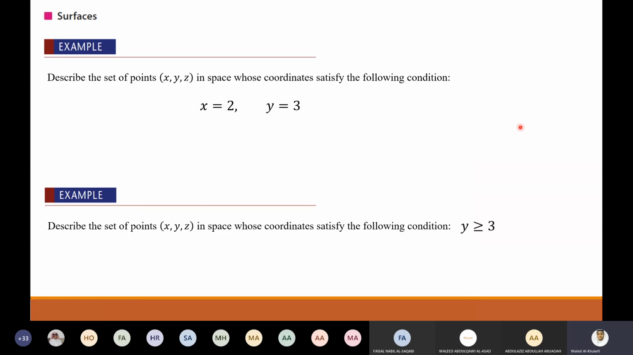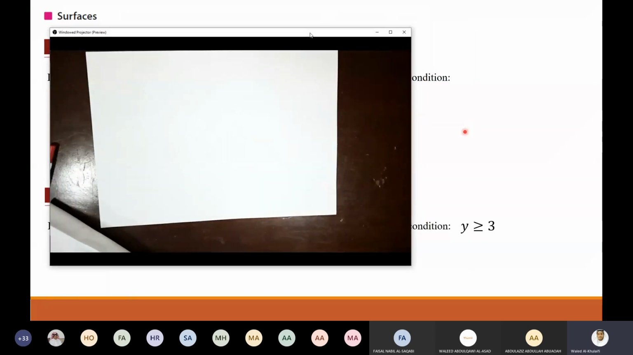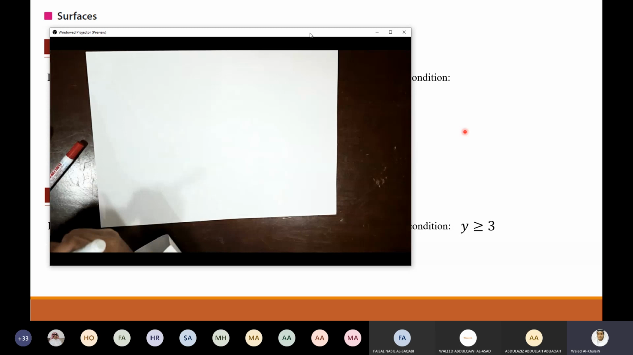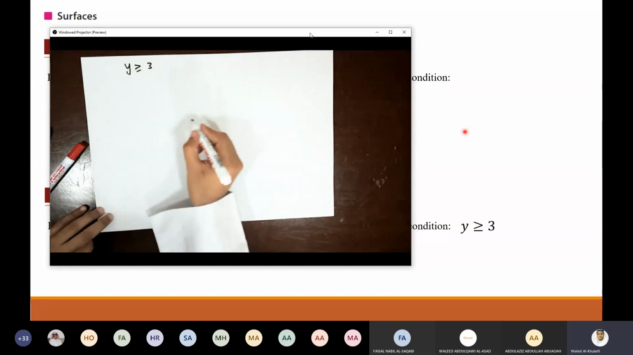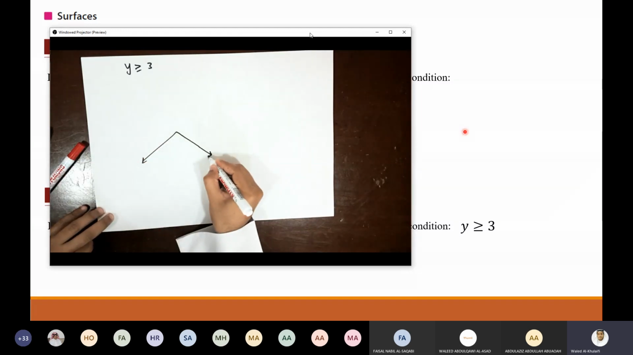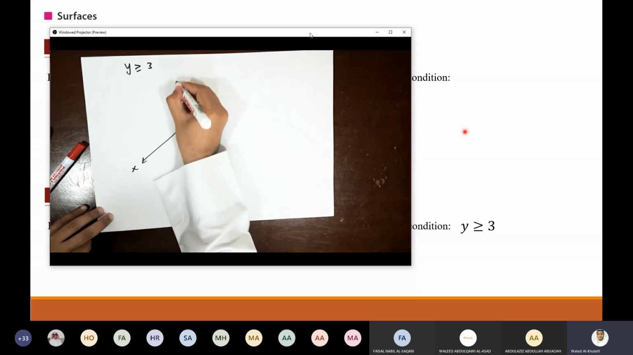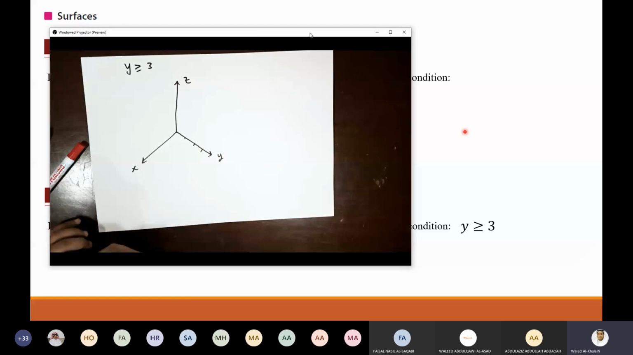Now, the second part: describe the points in space whose coordinates satisfy the following condition: y greater than or equal to 3. Sorry, I said 1, I mean 3 here. So again, this is the x-axis, this is the y-axis, and this is the z-axis. Let's say 1, 2, 3.